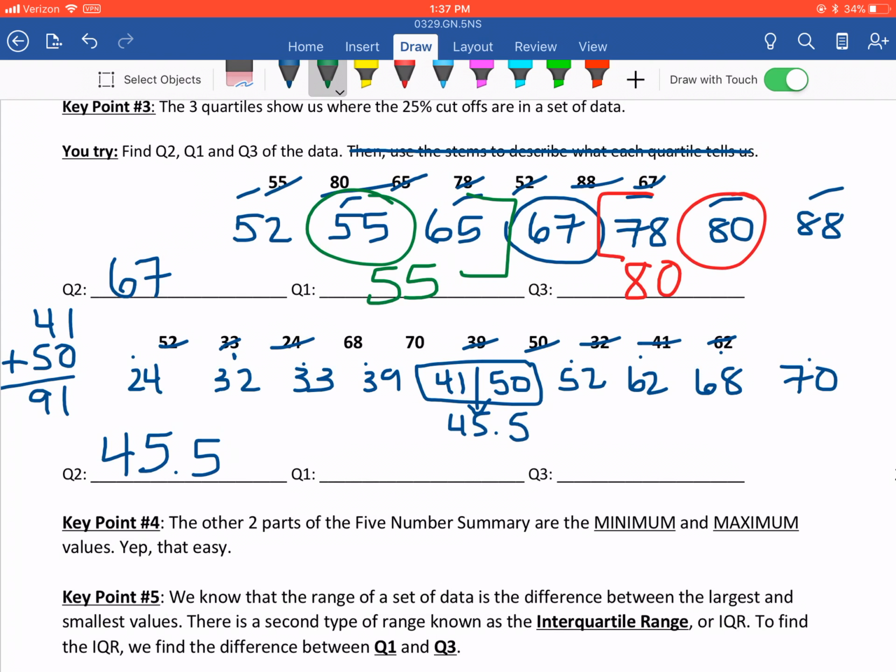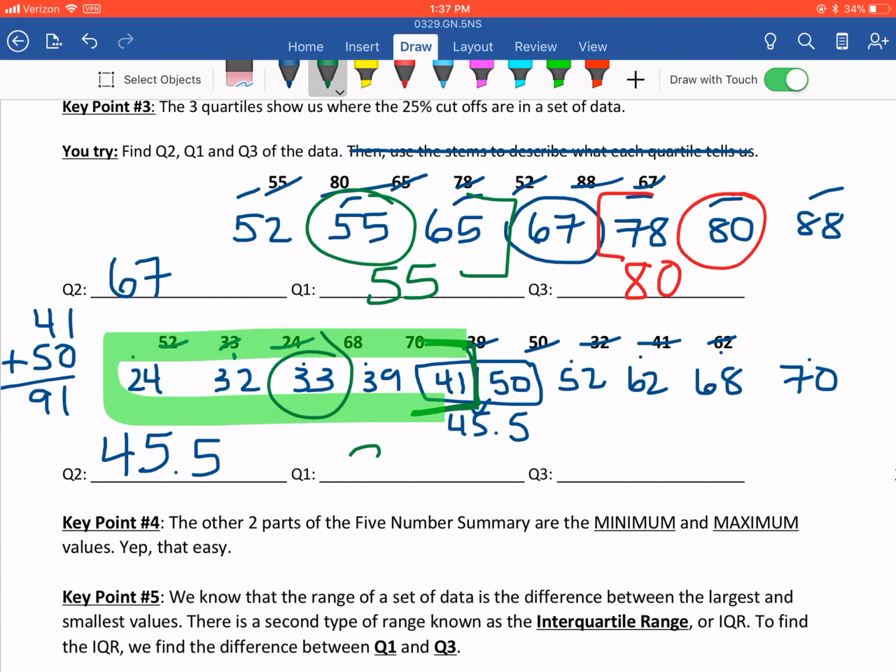All right, for finding Q1, this part may have gotten confusing. It's all the numbers that are less than 45.5. So my cutoff of where I should be looking actually includes 41, because 41 is less than the median. So if you didn't include 41, that might have thrown off your answer. Make sure you include it, because 41 is smaller than 45.5. So out of these numbers here, the one that's in the middle should have been 33.